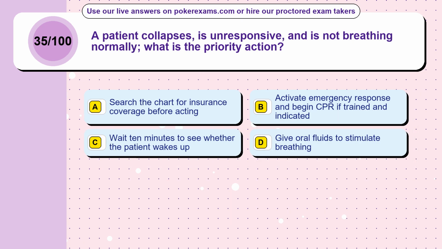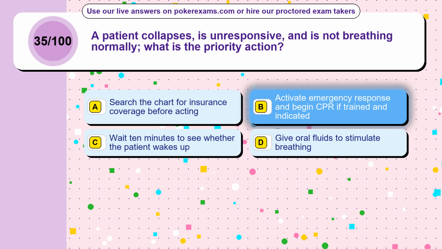Question 35. A patient collapses, is unresponsive, and is not breathing normally. What is the priority action? Option A. Search the chart for insurance coverage before acting. Option B. Activate emergency response and begin CPR if trained and indicated. Option C. Wait 10 minutes to see whether the patient wakes up. Option D. Give oral fluids to stimulate breathing.